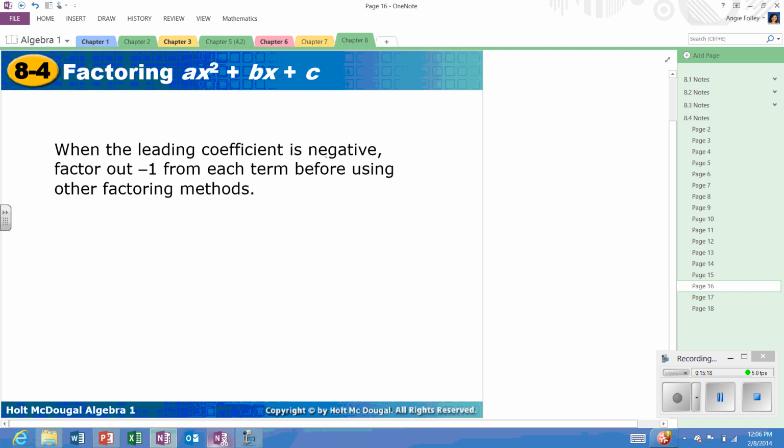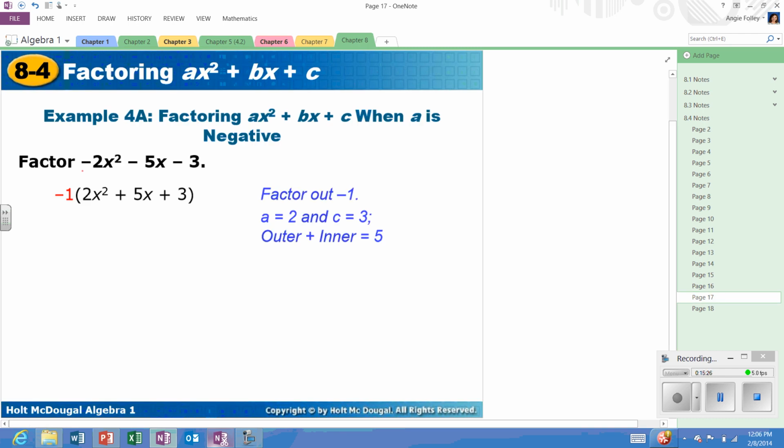Sometimes it's helpful to pull out a negative 1 from each term before factoring if your first coefficient is negative. So let me show you. If you notice negative 2x squared minus 5x minus 3, that's really hard to factor with a negative out in front. So you should pull a negative 1 out, and it's going to make all the signs the opposite. And then you can just factor. However, you need to keep that negative 1 with everything. You can't just drop it off. It has to stay on the outside.